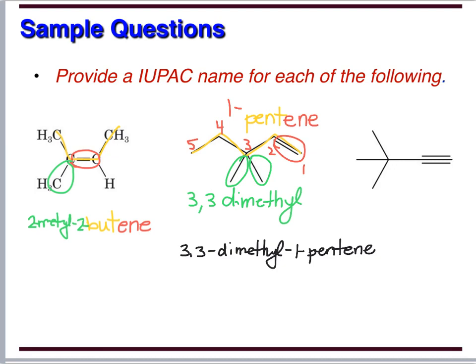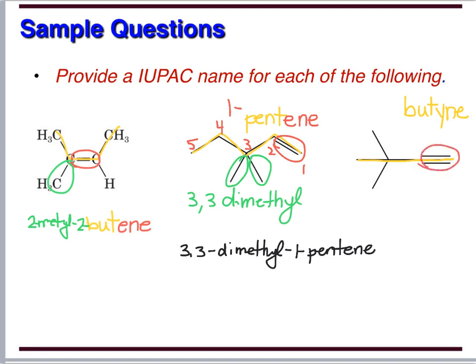Okay, and then the last one. So again, this is the weird straight chain one. So 1, 2, 3, 4. Doesn't matter how, if you go straight or down. So I've got 4. So I know that that's going to be a but. It's a triple bond, so it's a YNE.